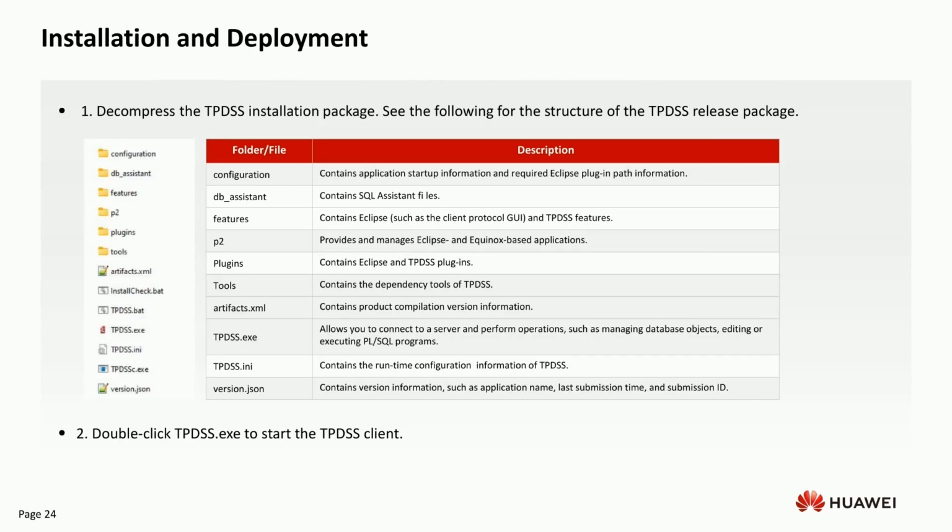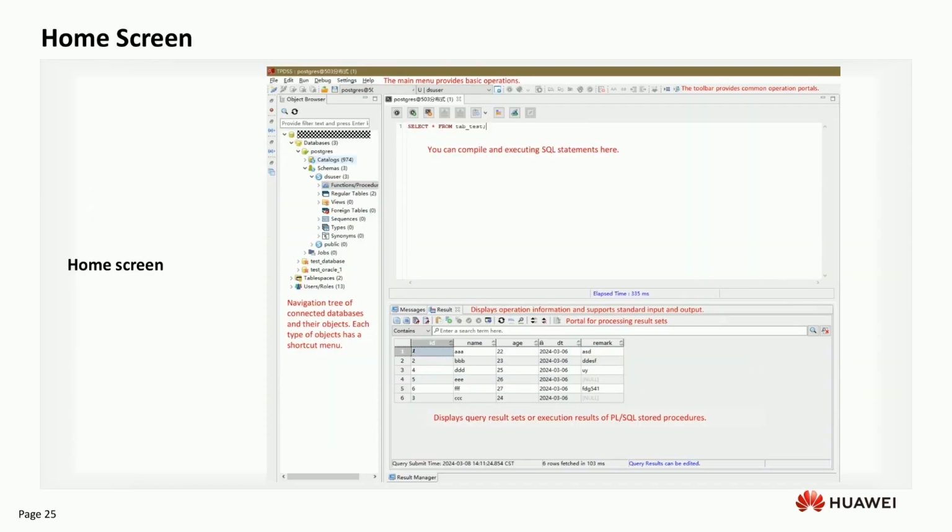It's easy to install and deploy the tool. You only need to decompress the TPDSS package to a specified directory. Double-click the TPDSS executable file to start the TPDSS client. The following figure shows the home screen of TPDSS. The upper part is the menu bar and toolbar. The left part is the navigation pane. The right part displays objects and circle editor, and the lower right part is the query result window.